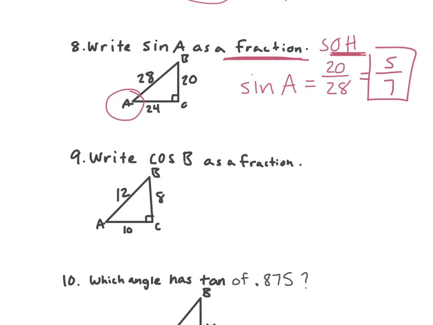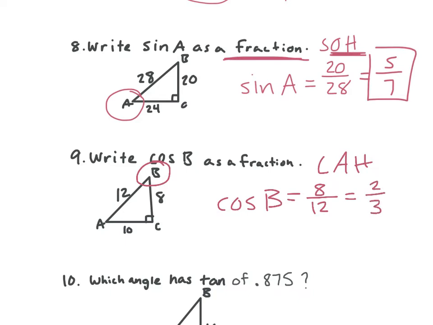Again, we're doing the same thing in number 9, but we're doing the cosine of B. So what is cosine? Adjacent over hypotenuse. So what's adjacent to angle B? 8 is adjacent, and what's our hypotenuse? 12. How do we simplify 8 over 12? 2 over 3. Perfect.